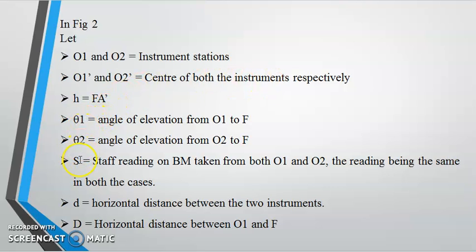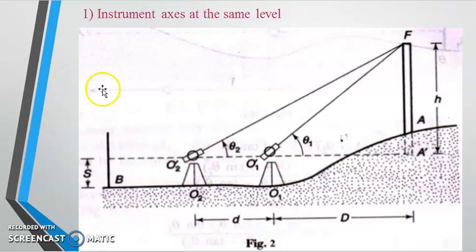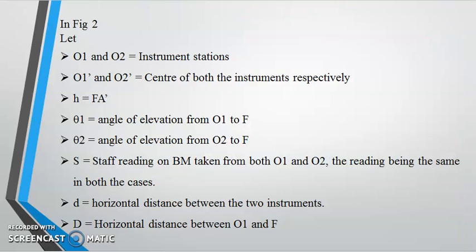H, theta 1, theta 2, S, and okay, I forgot to explain what is small d and capital D. From the diagram here, capital D is the horizontal distance between the first instrument station and the base of the vertical object, and small d is the horizontal distance between O1 and O2. So here it is marked in the diagram. It is very clear that small d and capital D are basically the horizontal distances between the instruments, and between the instrument and the vertical object, respectively.